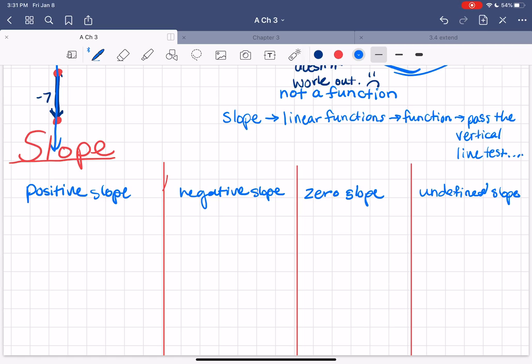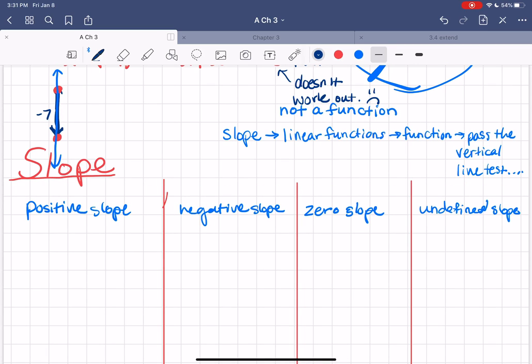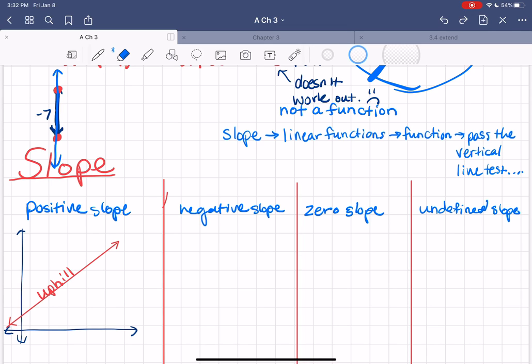All right, so positive slopes. We said that those looked like this. So your positive slopes are always going to look like they're going uphill, and that's from left to right. So like as you're reading. From left to right. You're always going to be reading these graphs from left to right, okay?